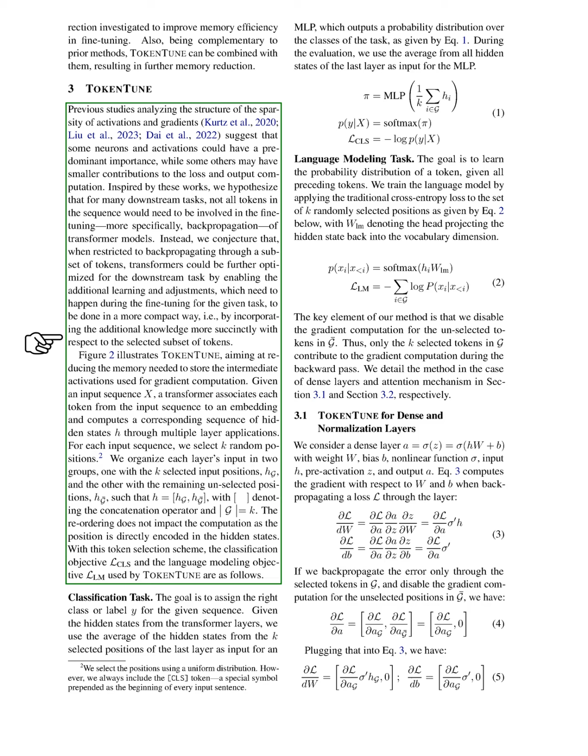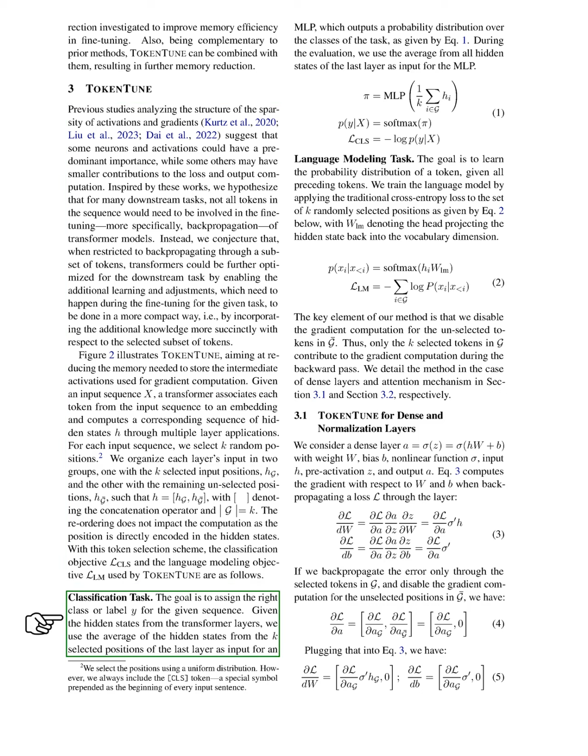In our method, given an input sequence, we associate each token with an embedding and compute hidden states through multiple layers. We randomly select a certain number of positions from the input sequence and organize the hidden states into 2 groups, one for the selected positions and another for the unselected ones. This reordering does not affect computation since the positions are encoded in the hidden states.